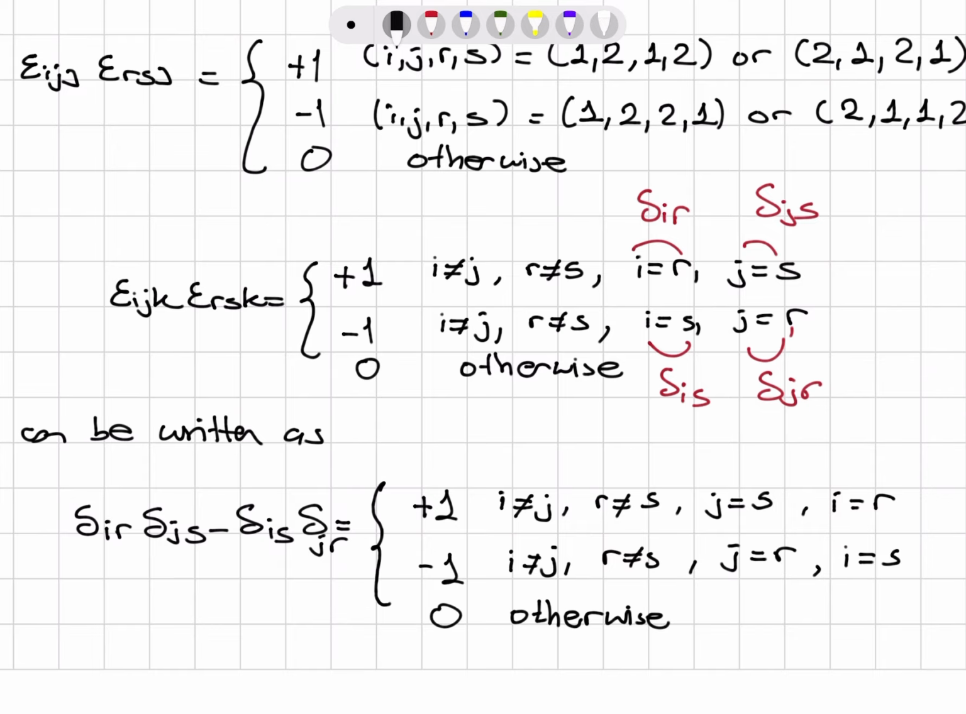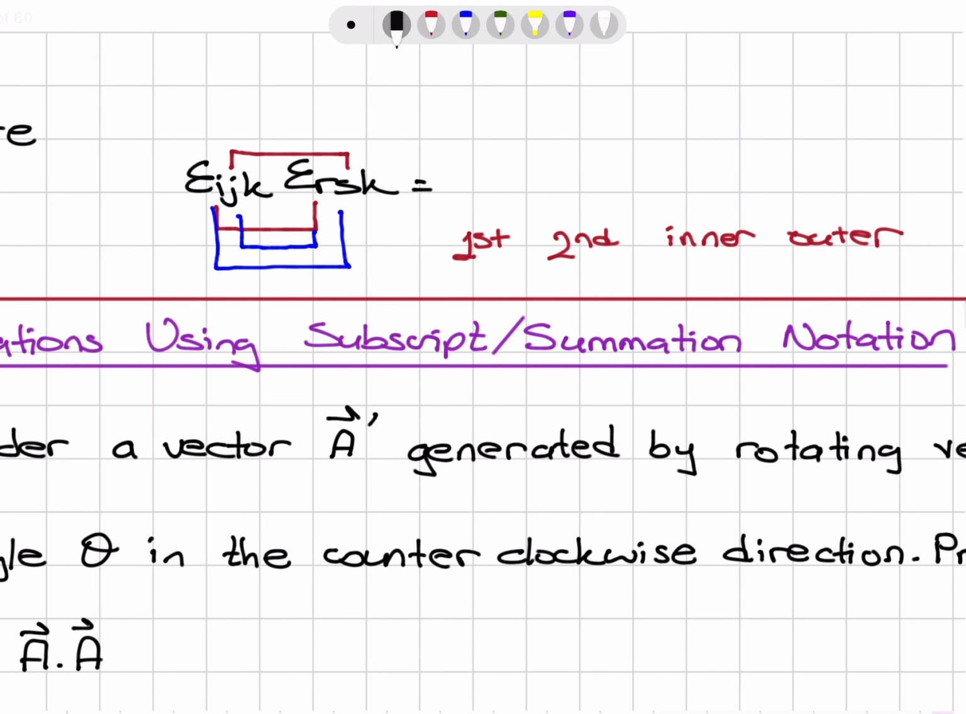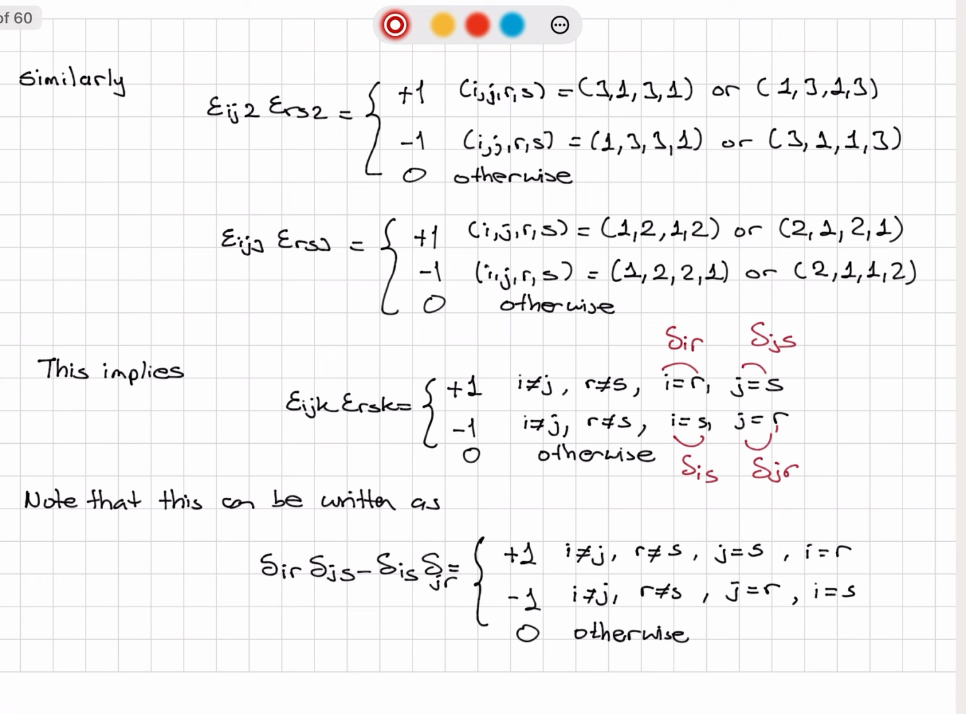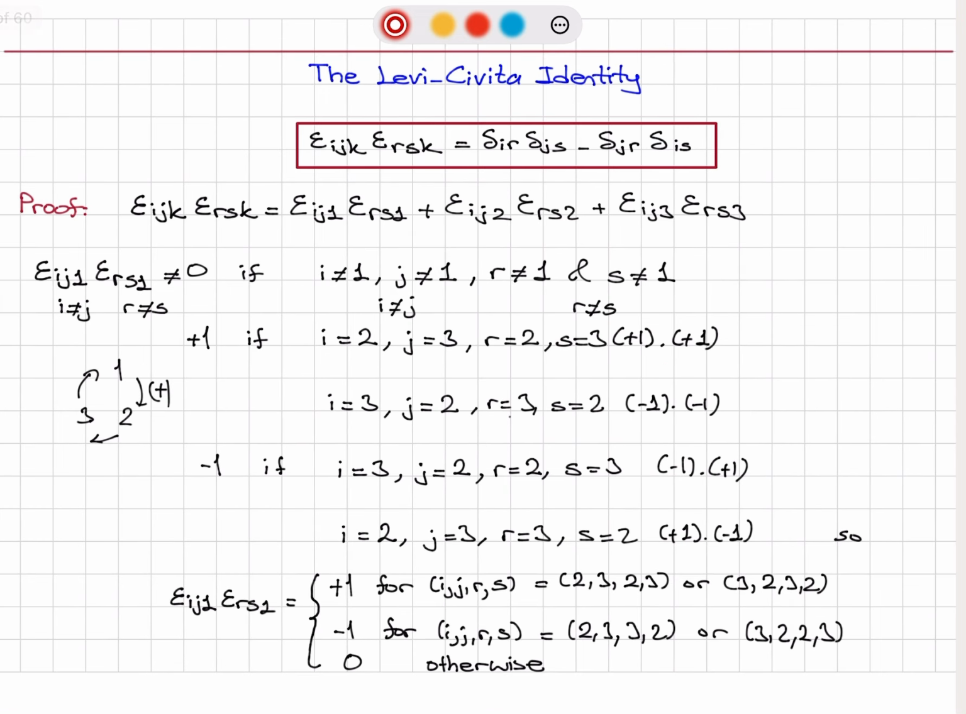So you can really see that this product, epsilon ijk, epsilon rsk, is Kronecker delta ir, first indices, Kronecker delta js, second indices, minus Kronecker delta jr, inner indices, Kronecker delta is, outer indices. So firsts and seconds, minus inners and outers. So that's how we see this Levi-Civita identity.